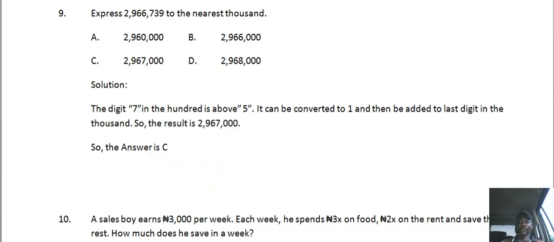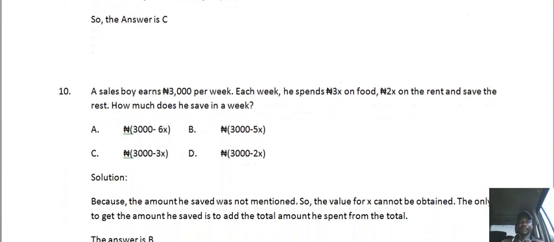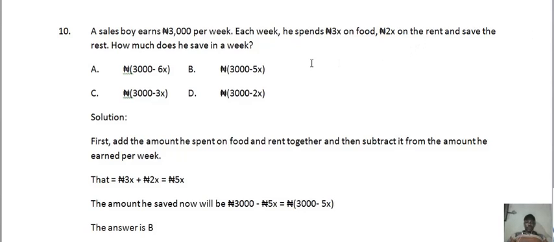Let's consider question 10 now. It says a boy earns 3,000 naira per week. Each week he spends 3x naira on food, 2x naira on rent, and saves the rest. How much does he save in a week? According to our options, we have: A, 3,000 naira minus 6x naira; B, 3,000 naira minus 5x; C, 3,000 naira minus 3x; and D, 3,000 naira minus 2x naira, as the amount he saved.